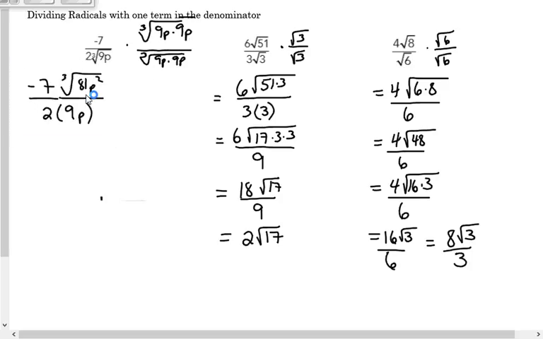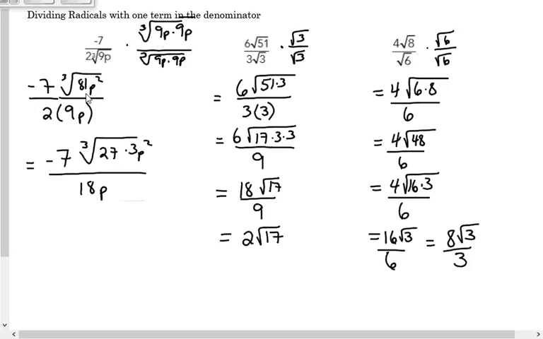When we do that, we're going to end up with negative 7 cubed root of 81p squared in the numerator. In our denominator, we're going to end up with 2, and then really what we would have if we multiply these two cubed roots together is 9p multiplied by 9p multiplied by 9p, or 9p cubed if you'd like. When we remove that, it just becomes 9p. So our denominator would be 2 multiplied by 9p. Simplifying, in the denominator we get 18p.